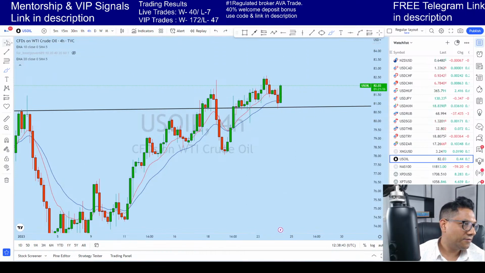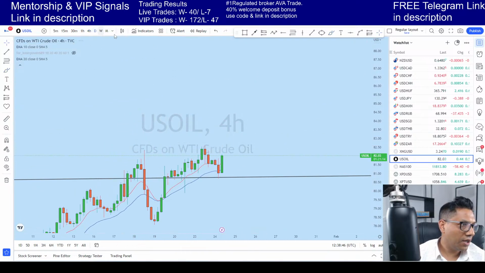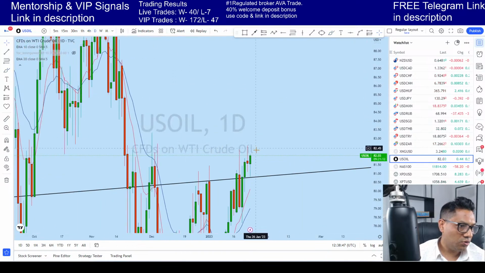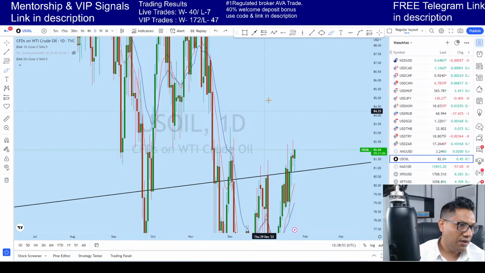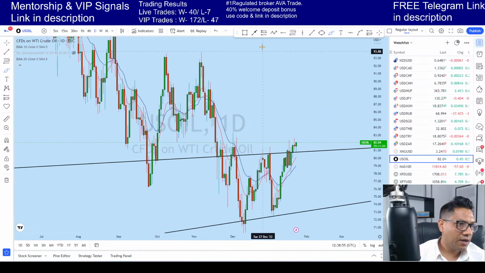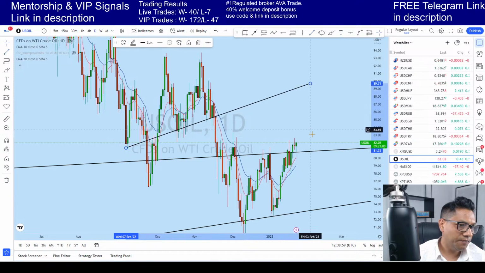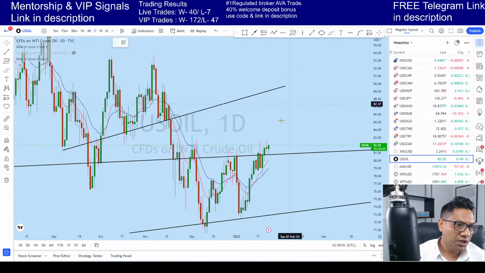If you look at daily again, I think this price will now slowly jump to the upside. I think this price will break this resistance level, and it might come back to this previous resistance zone here, in this level. So you could see a potentially stronger move on US oil.